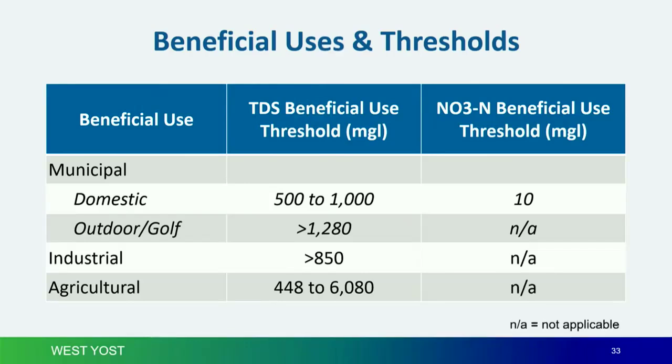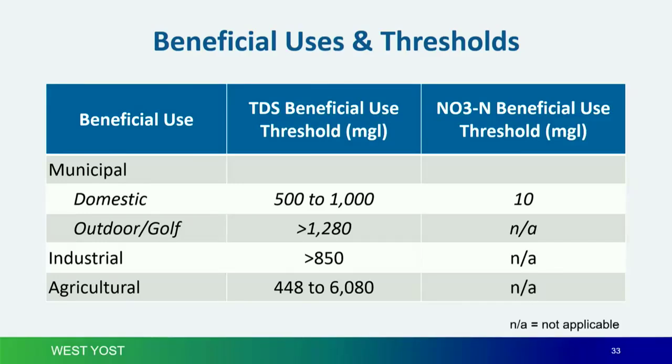For outdoor irrigation and golf course irrigation, the beneficial use threshold for TDS is greater than 1,280 milligrams per liter. For industrial uses, it's 850 milligrams per liter. And then look at that range for agriculture. That is based on our understanding of all the various crops that are grown in the Coachella Valley.